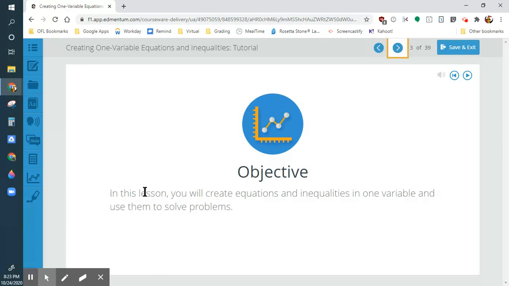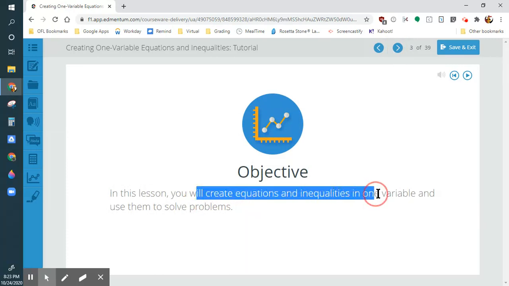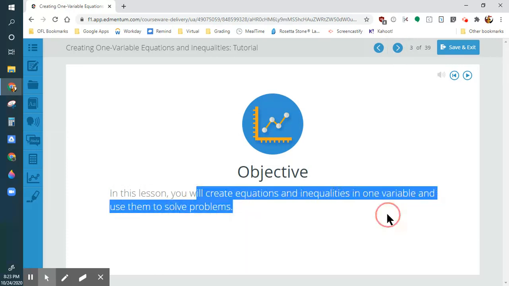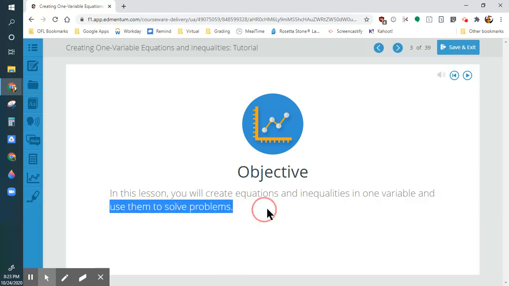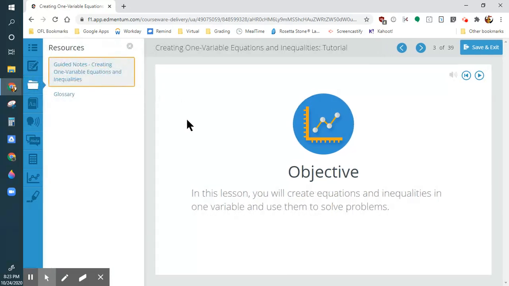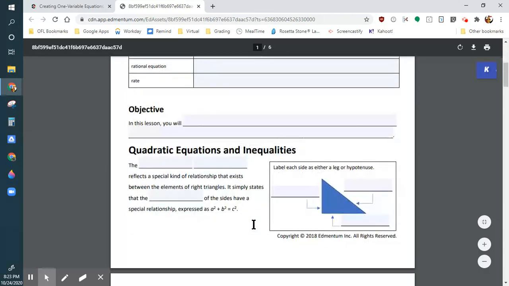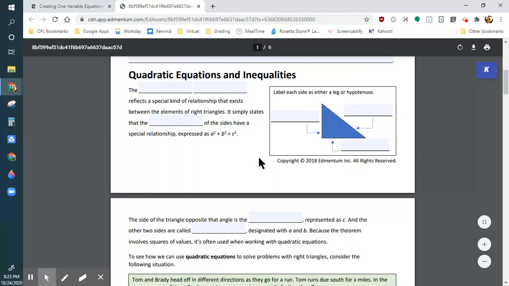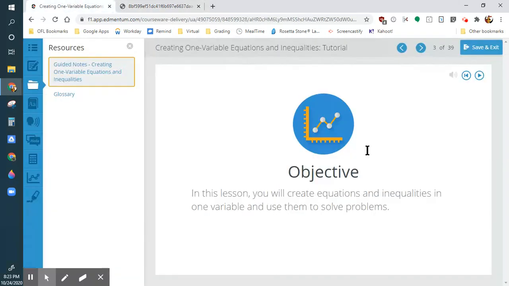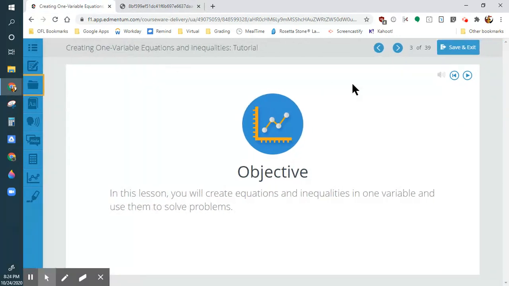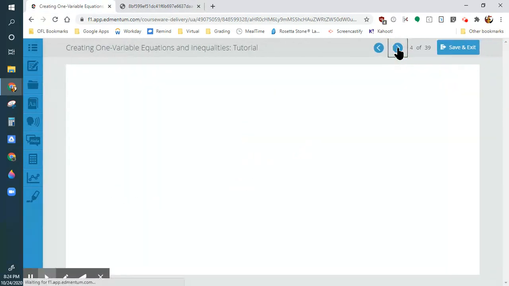Alright, so in this lesson we will create equations and inequalities in one variable, using them to solve problems. Also, if you guys need more visual aid, I always recommend filling in these notes. They help overall in getting you to understand the material. Alright, so let's get into the lesson of inequalities.